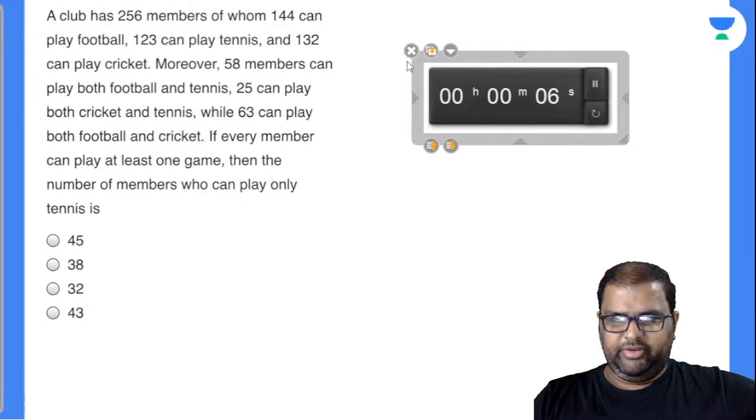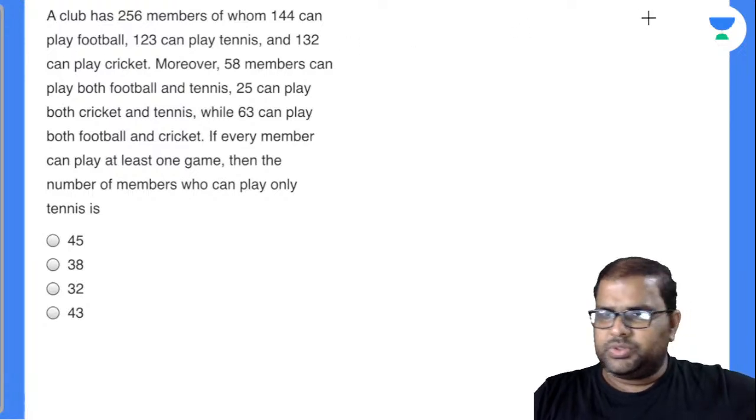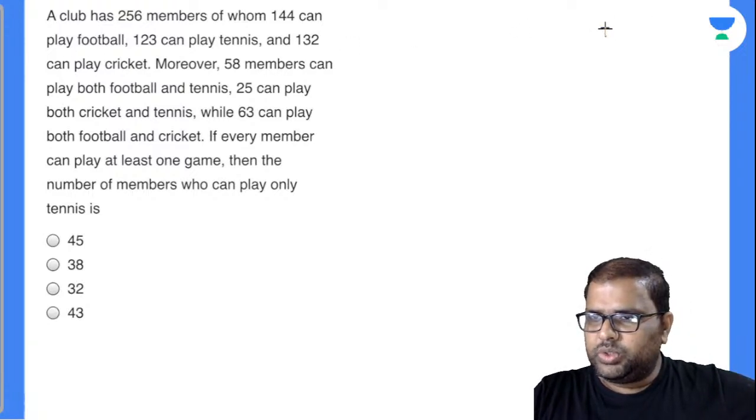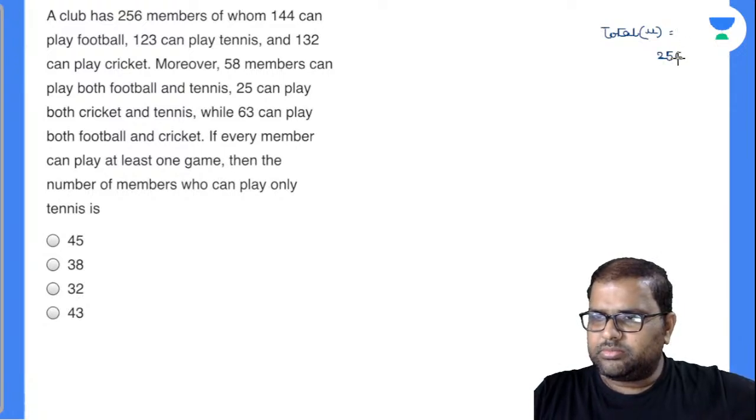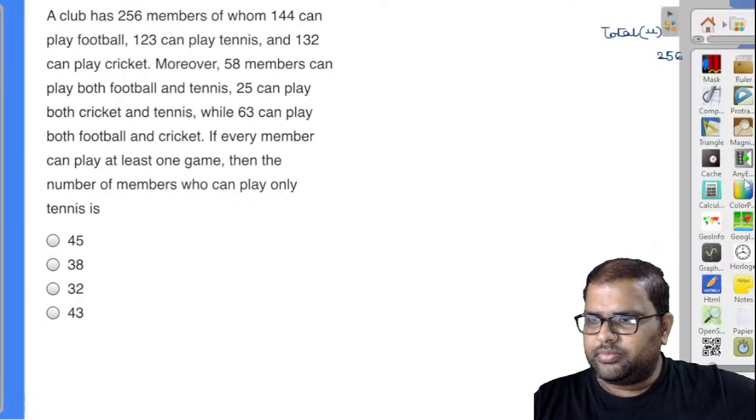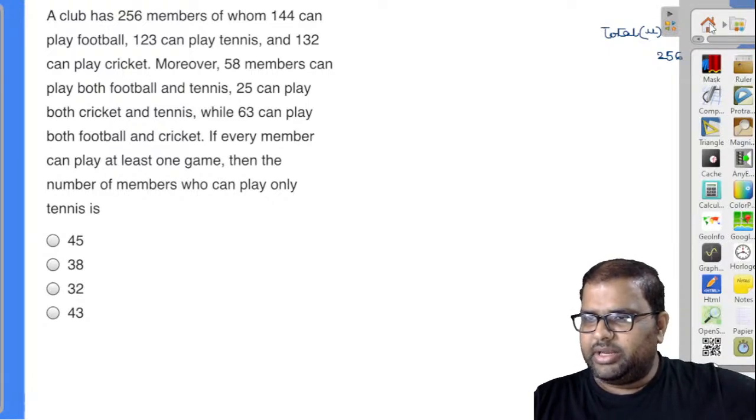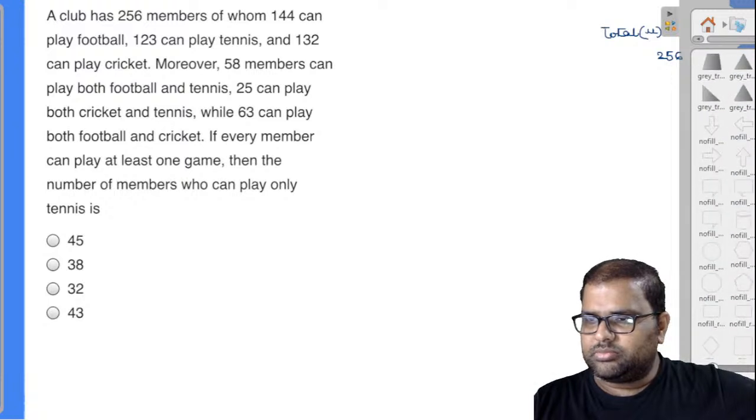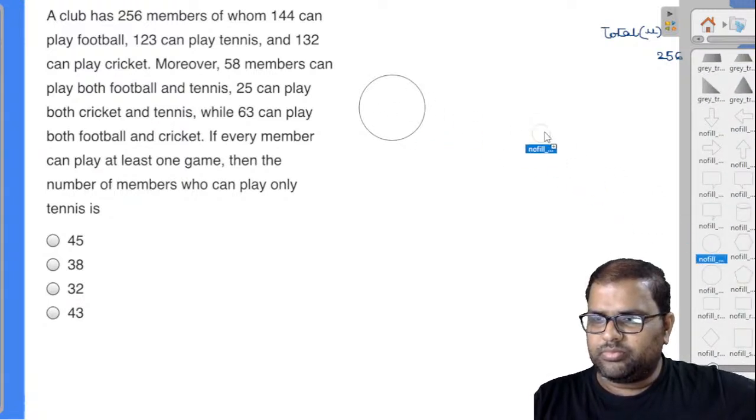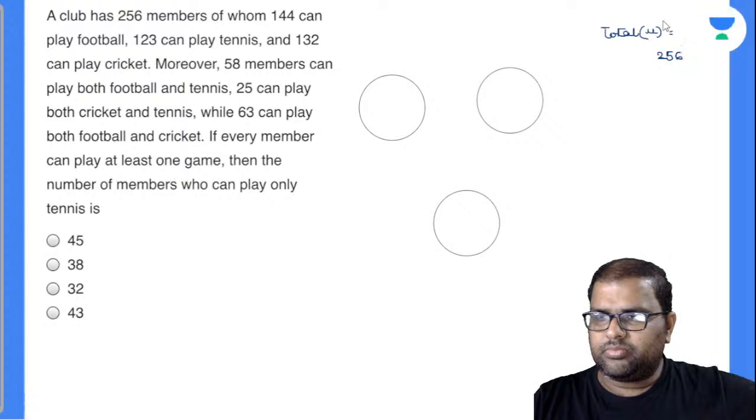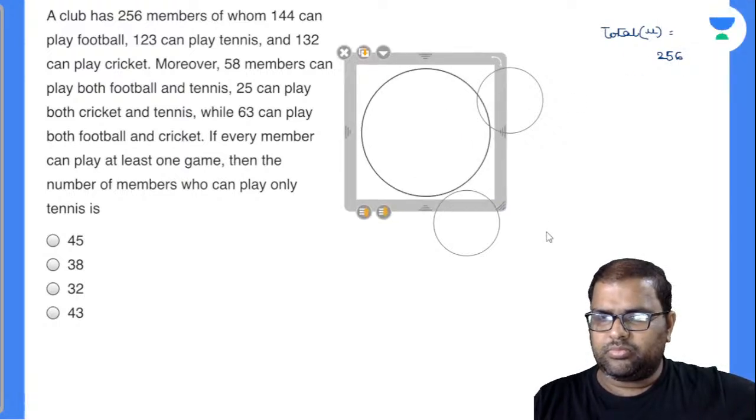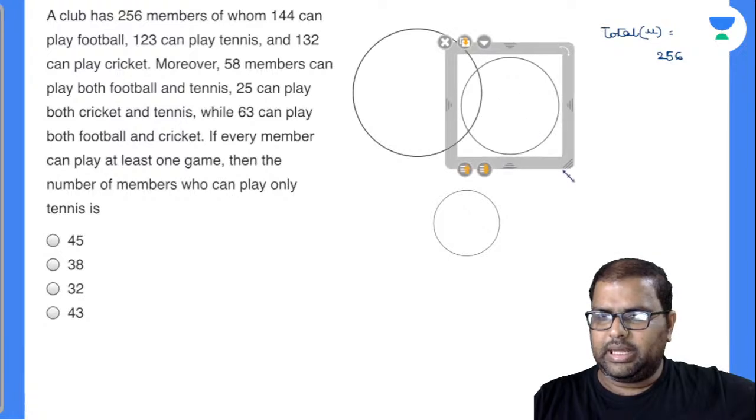So a club has 256 members, it seems. Okay, fine. Answers. So a club has 256 members. If you are not acquainted with Venn diagrams, it takes so much time to solve the question. 256 members. So again, it's a 3 variable Venn diagram. What I will do, I will draw this. Let me draw the diagram there.